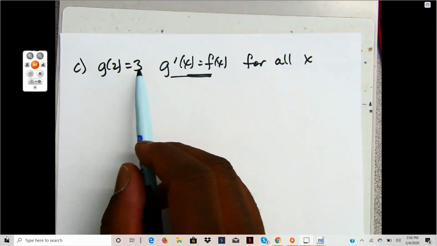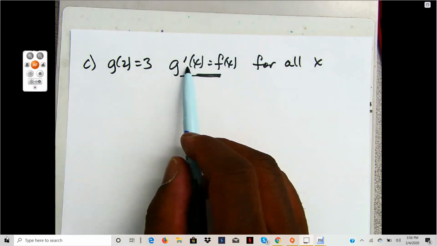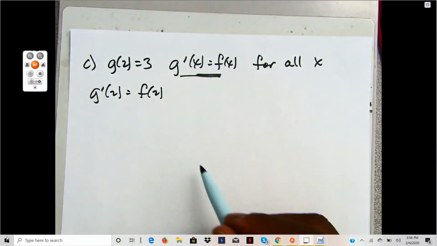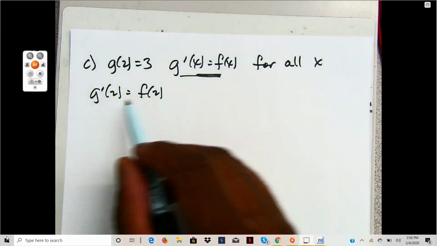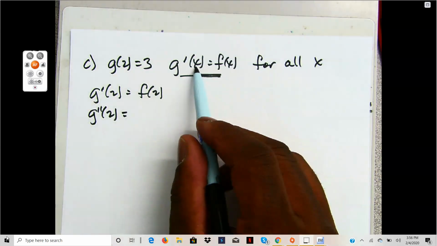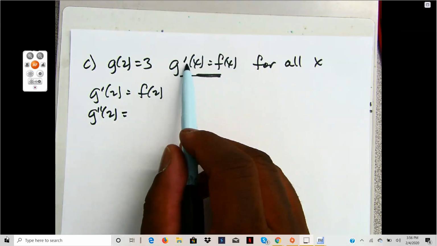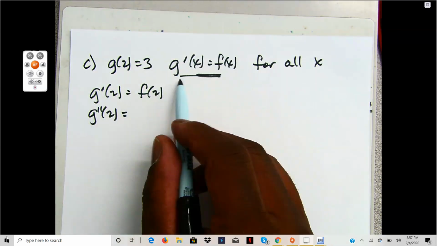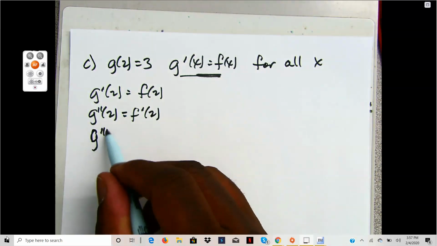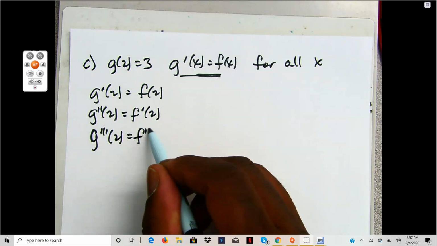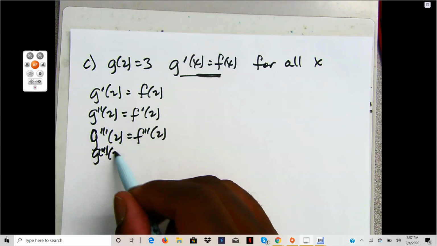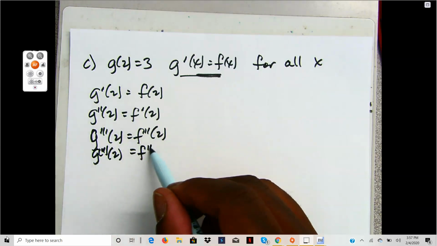Okay. So I have g of 2 is 3, g prime of 2 is going to be f of 2, g double prime of 2 is going to be f prime. So if I take the derivative here, I take the derivative there. So g double prime of 2 is going to be f prime of 2. And g triple prime of 2 will be f double prime of 2. And our fourth derivative, not sure if we need that, will be f triple prime of 2.